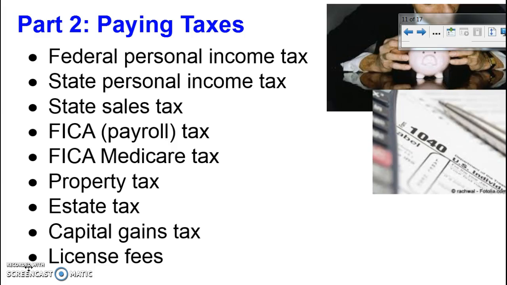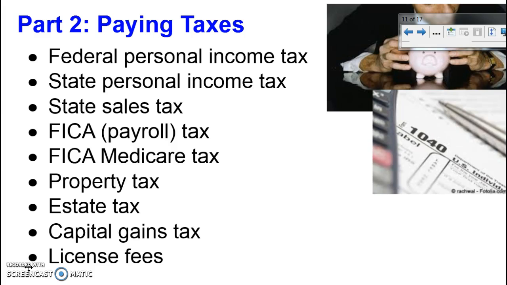The estate tax, and then there's a separate tax called the death tax, are both paid when a person dies. The estate tax is levied against the value of your estate. Capital gains tax is also a portion of the income tax with a different rate, and we will look at that one. And then license fees, things like buying a license plate for your car, are actually a form of tax as well.